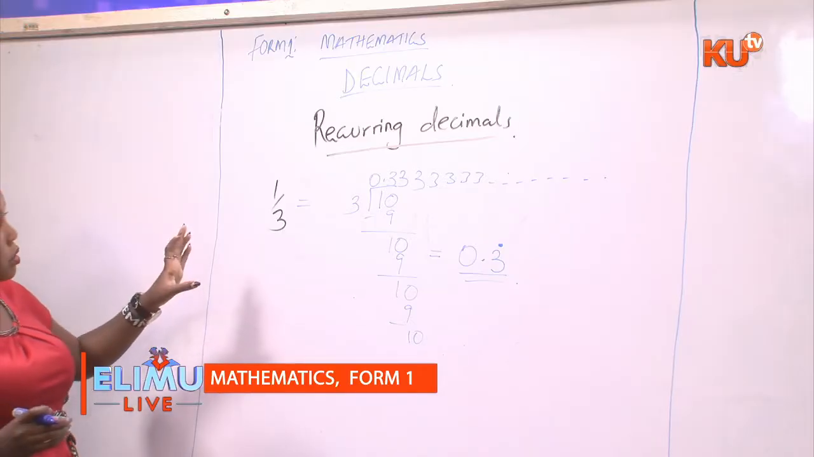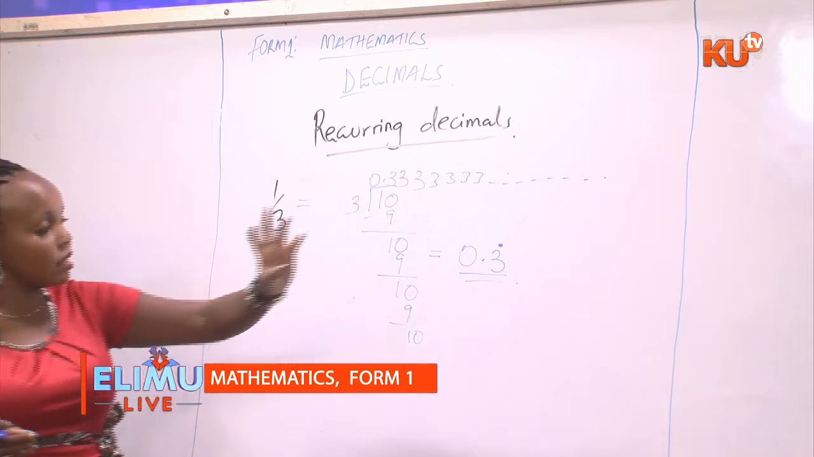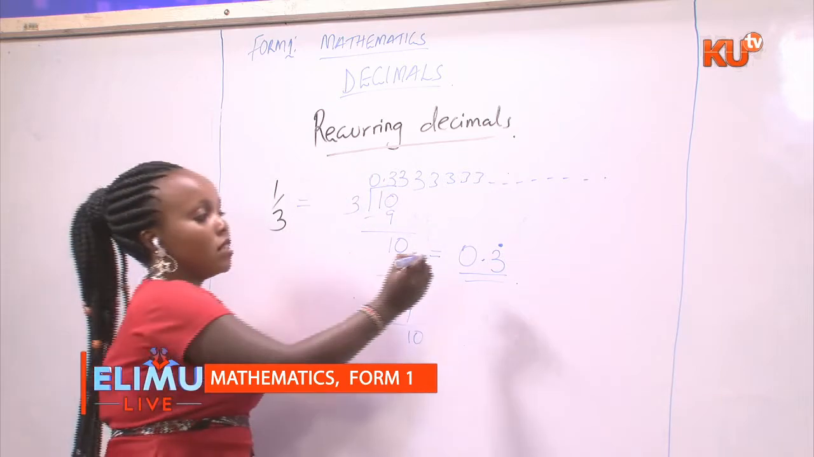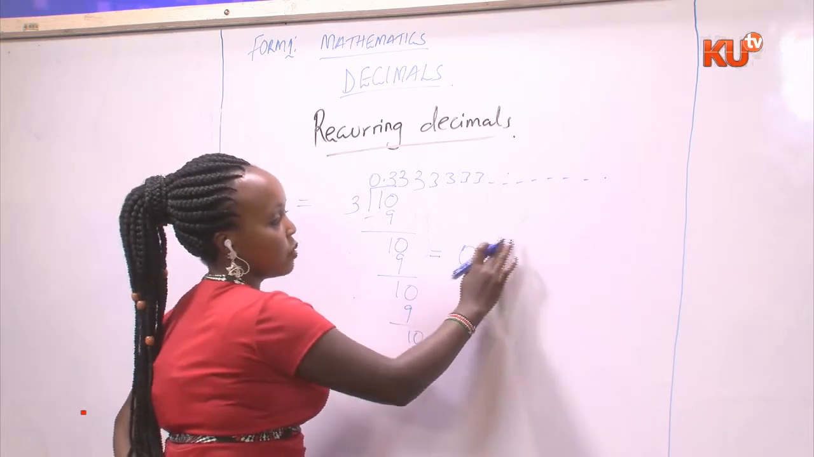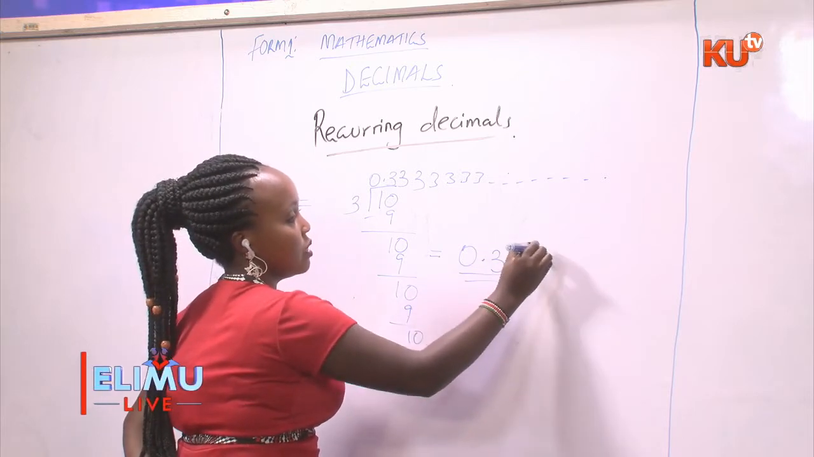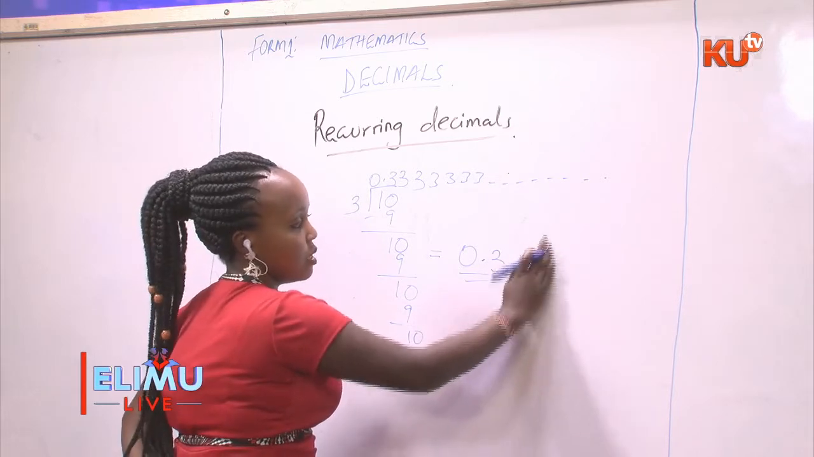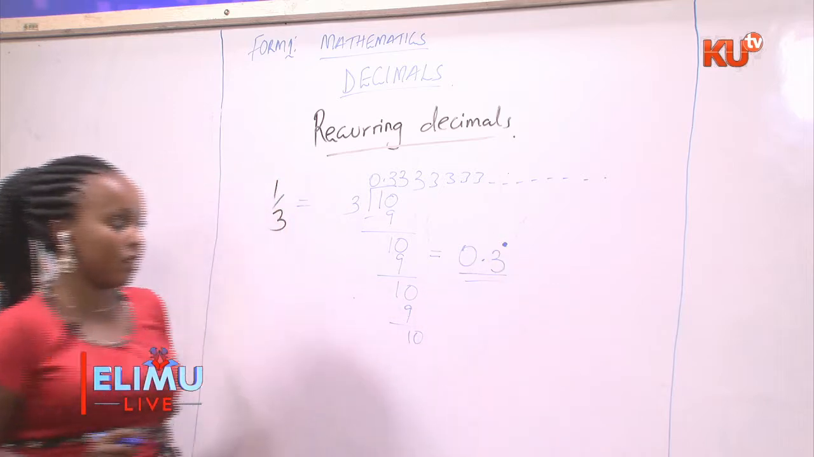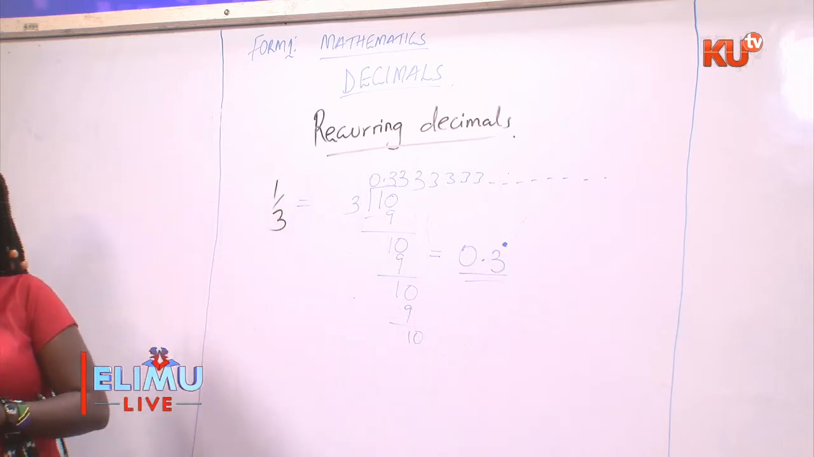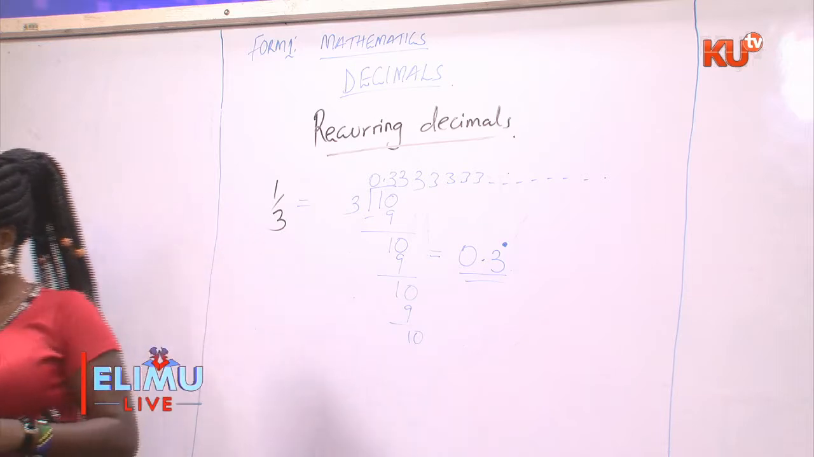If we have a third, we've seen that it is giving us 0.3333. So we are just going to write it as 0.3. Since the digit is the same, we just write the one digit and put the dot above 3 like that. So that is the first example of a recurring decimal.